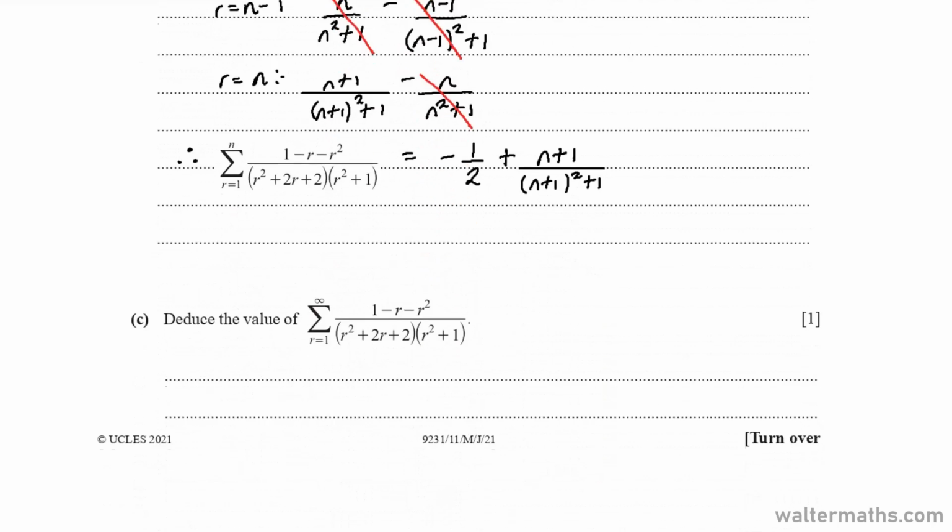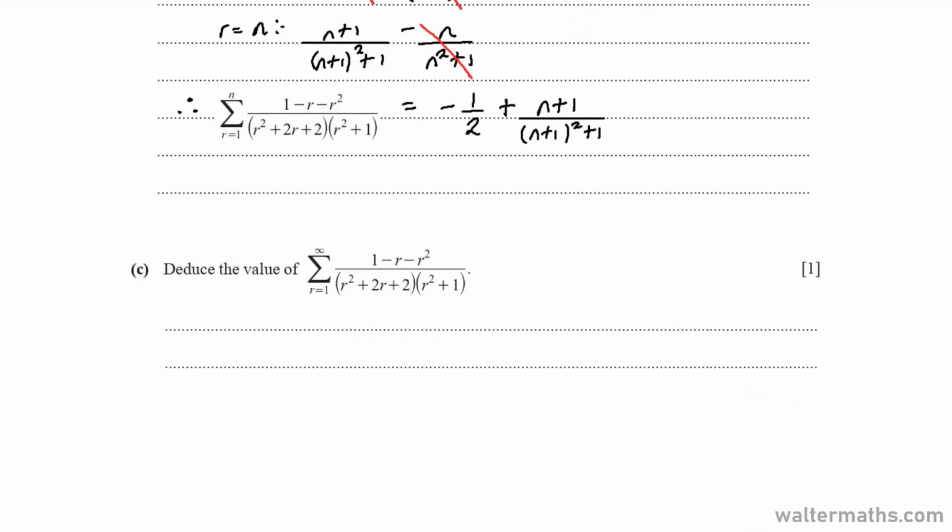Let's go on to part C. So on part C, they say, deduce the value of the summation from r is equal to 1 up to infinity of 1 minus r squared over r squared plus 2r plus 2 bracket r squared plus 1. So you need to understand that this here is the same as the limit as n approaches infinity of minus a half plus n plus 1 over n plus 1 squared plus 1. So this is what we have.